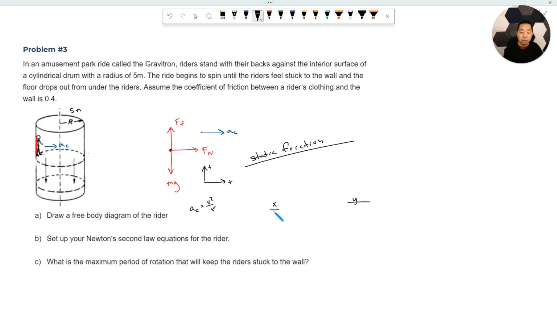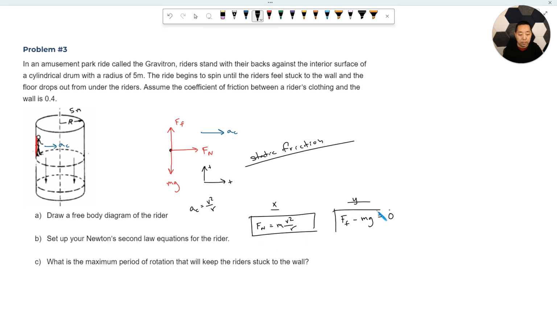Okay. So in the x direction, we only have one force. The normal force equals m times v squared over r, the centripetal acceleration. And in the y direction, the force of friction, positive upward, minus mg equals 0. Why 0? Because vertically there's no acceleration. The acceleration is only directed towards the center of the circle here. So those are our equations there.